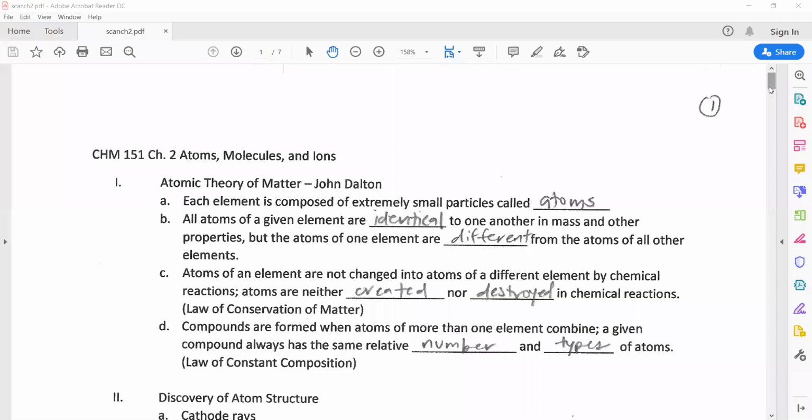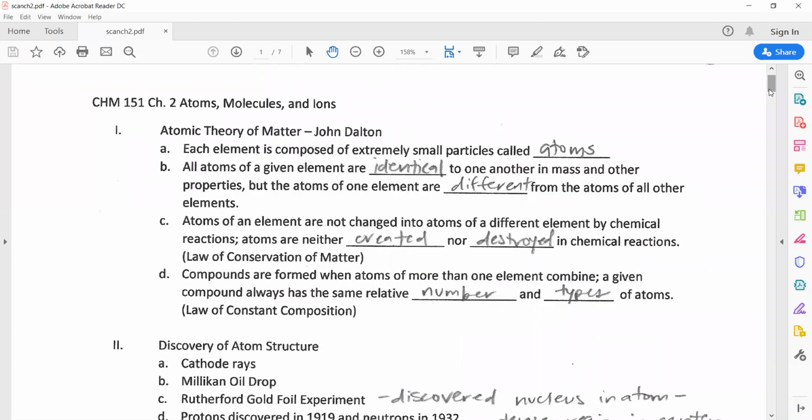Okay, here's video 1 of chapter 2. Chapter 2 is on atoms, molecules, and ions. So here the atomic theory of matter, it's also called Dalton's atomic theory oftentimes. Here are kind of the 4 main points of his theory.